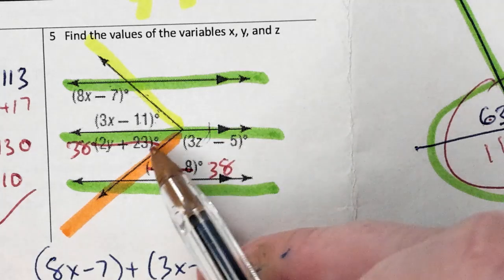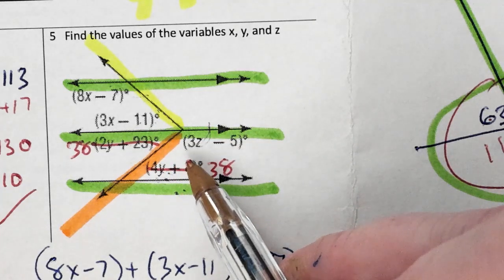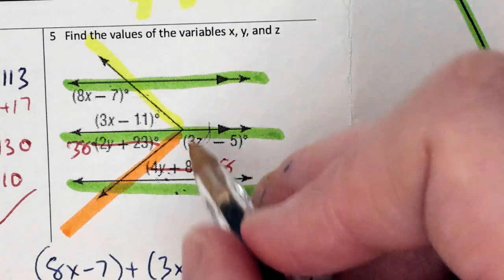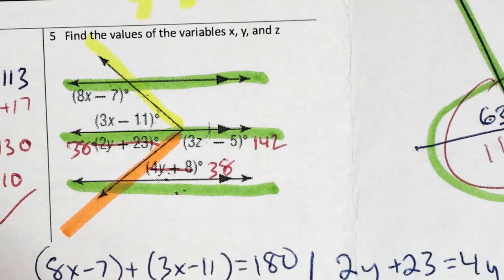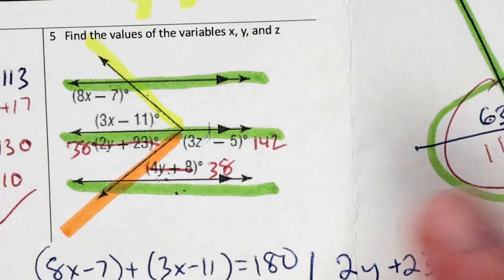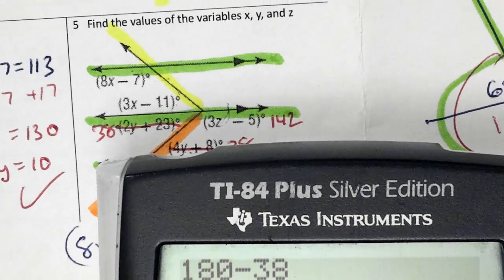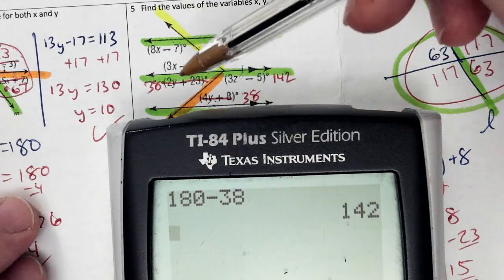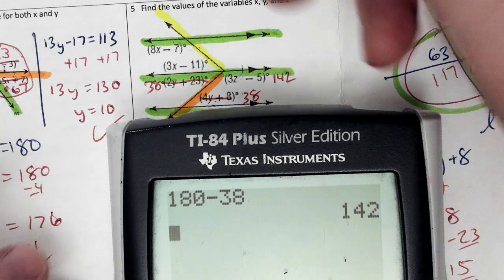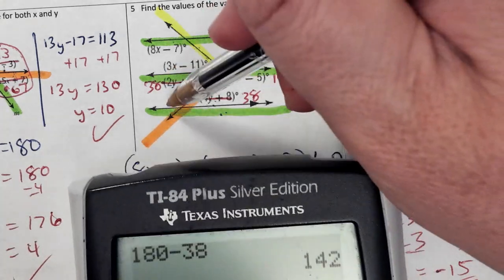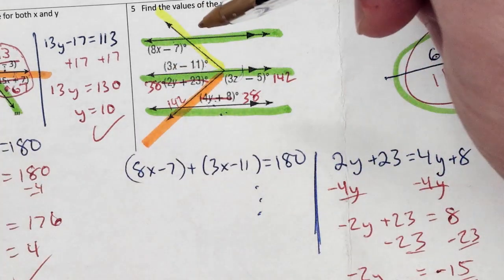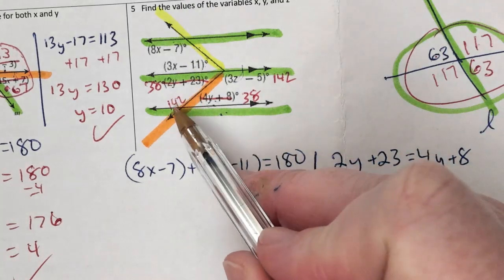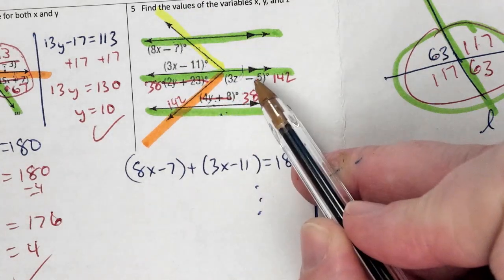How would I find over here? I know 180 subtract 38 would have to be 142. So what I did was I took 180, I subtracted 38 to get the leftover, so that's 142. And over here, it'd also be 142. So this is 38, this is 142, that's 38, that's 142.